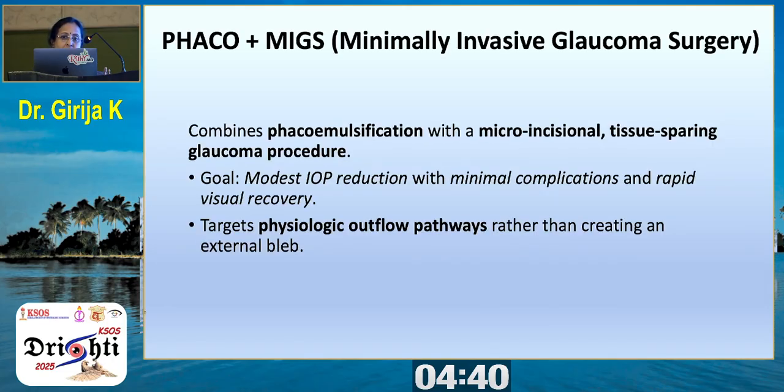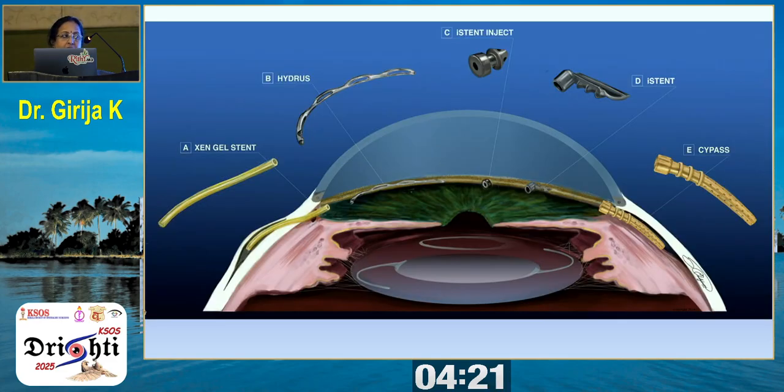Now the latest alternative is phaco plus MIGS. It combines phacoemulsification with MIGS, giving a modest IOP reduction with minimal complications and a rapid visual recovery. And MIGS usually targets the physiological outflow pathways rather than creating an external bleb. So the choice of MIGS procedures is there.